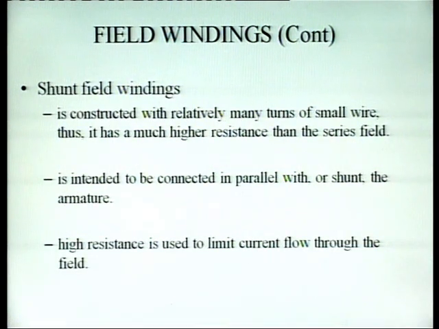Shunt field winding. Shunt field winding is constructed with relatively many turns of small wire, thus it has much higher resistance than the series field. It is intended to be connected in parallel with, or shunt, the armature. So, shunt field winding is connected in parallel with the armature.